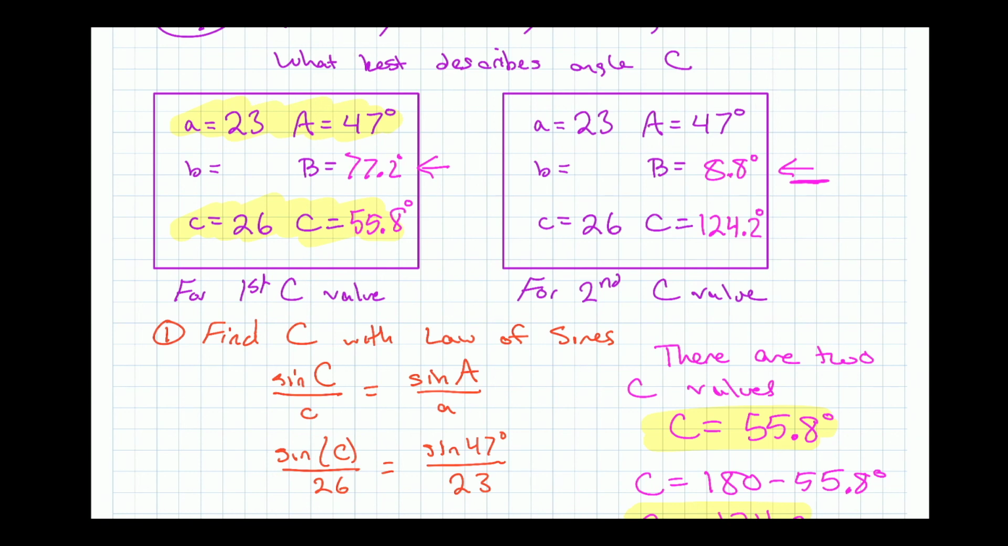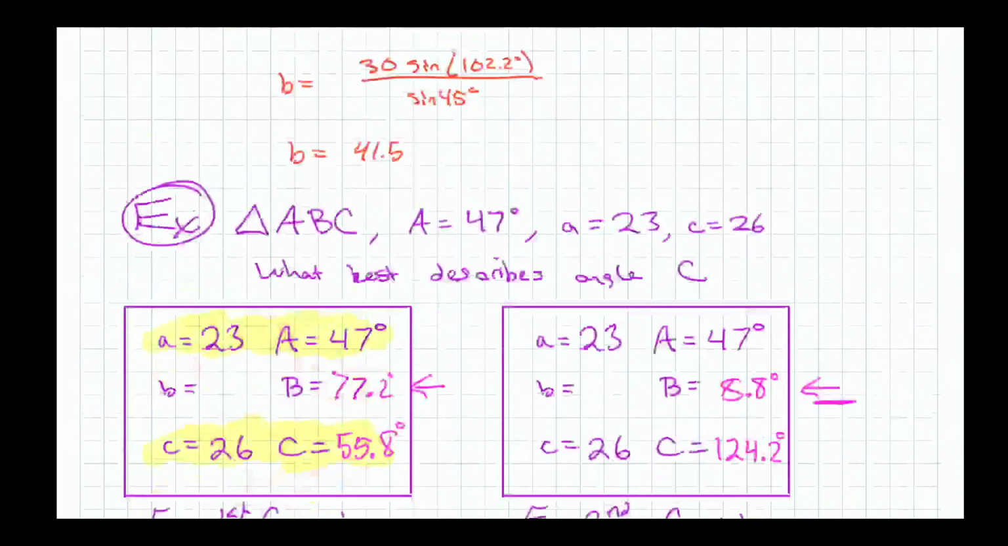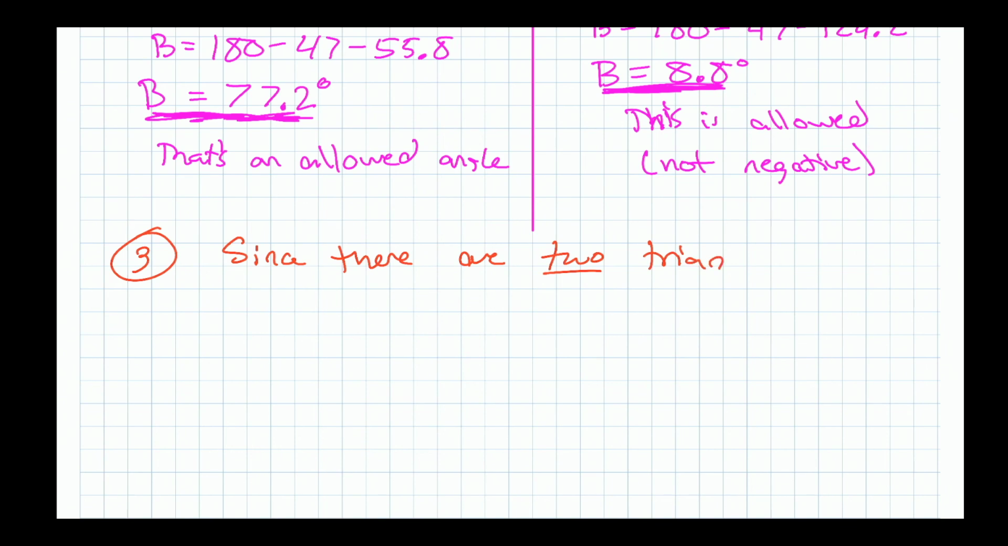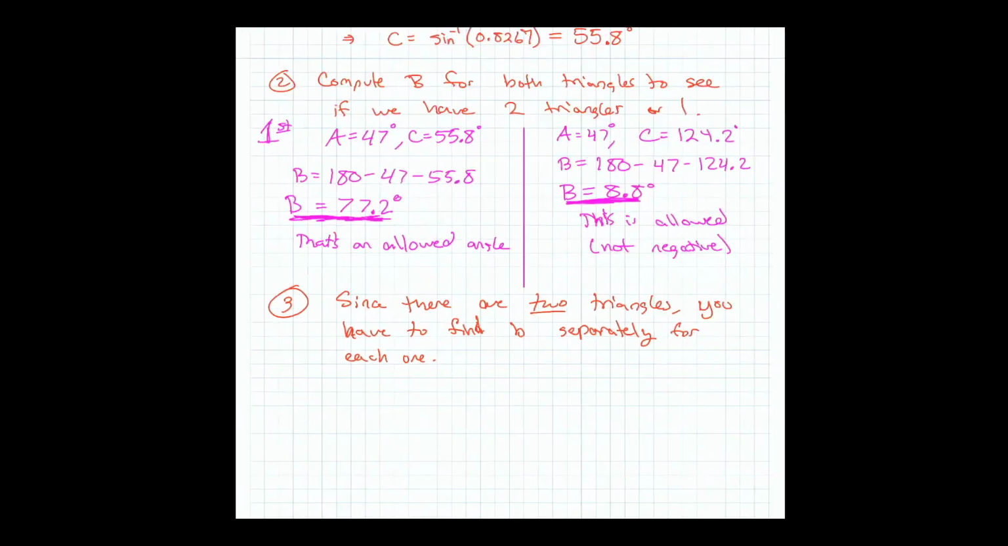So all we're missing now is the B. If you wanted to finish this problem, what are we missing? Just the little b. If you wanted to continue on with this problem, since there are two triangles, you would have to find the b separately for each one, because there's actually two triangles. Because your choices are, let's see here.